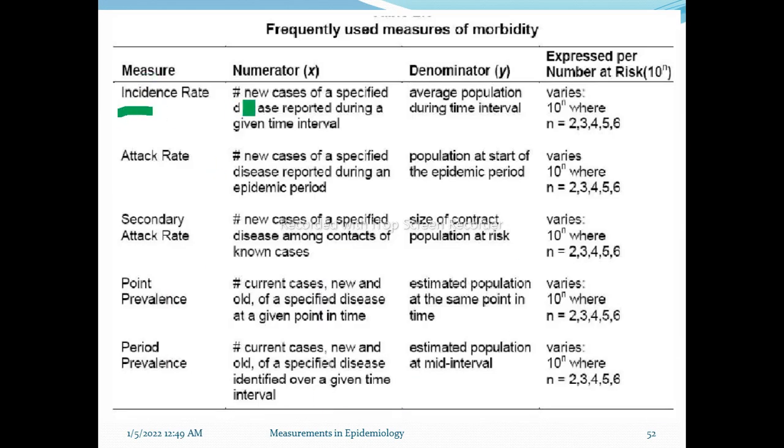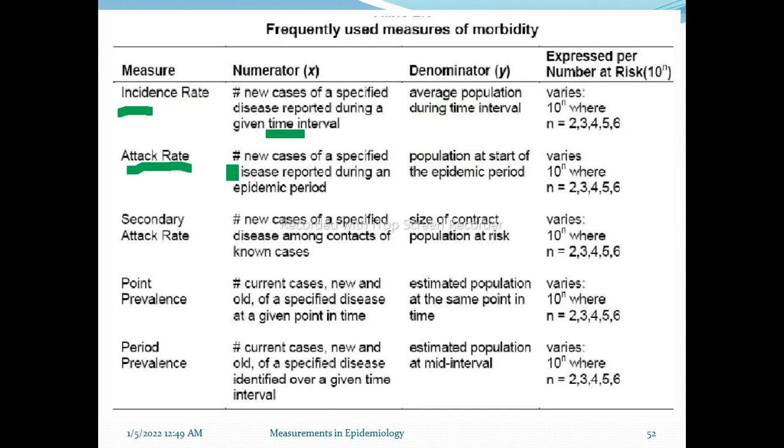So incidence rate is the number of new cases of a specified disease reported during a given time interval. The number of new cases in a given time interval is the numerator. The denominator is the average population during the time interval. The numerator is expressed per number at risk, 10 to the power of n, where n should be 2, 3, 4, 5 or 6. This incidence rate is, by the way, cumulative incidence.